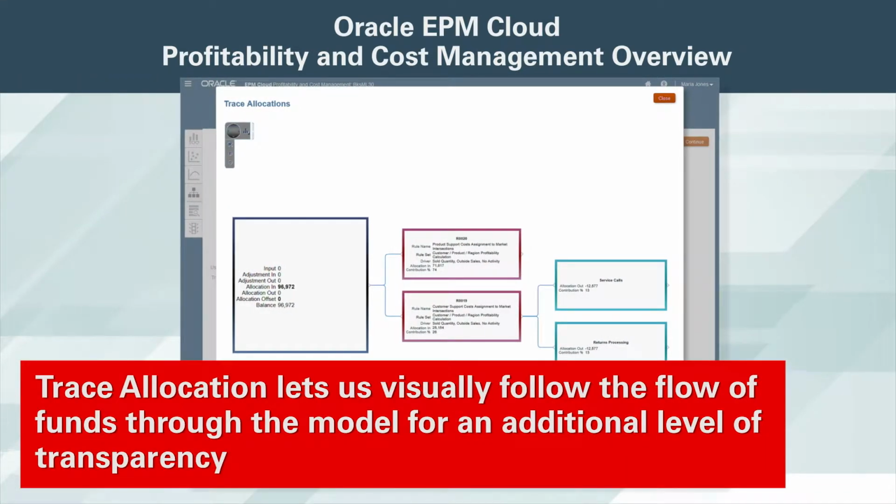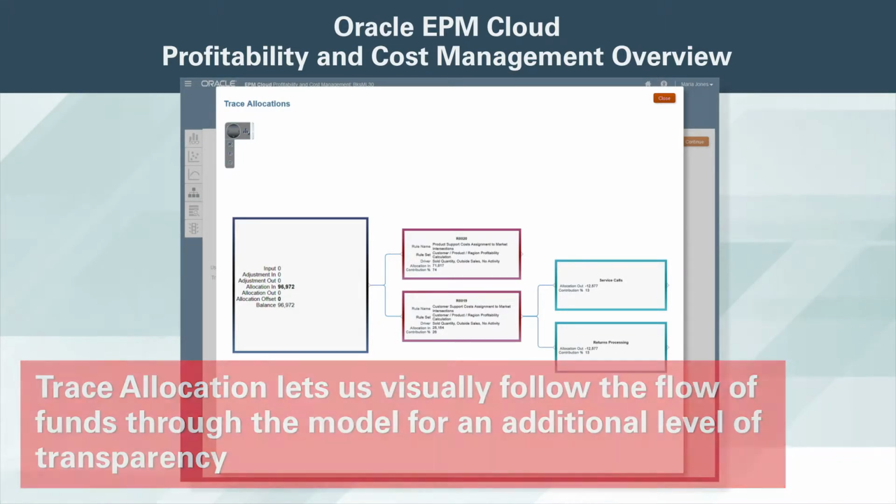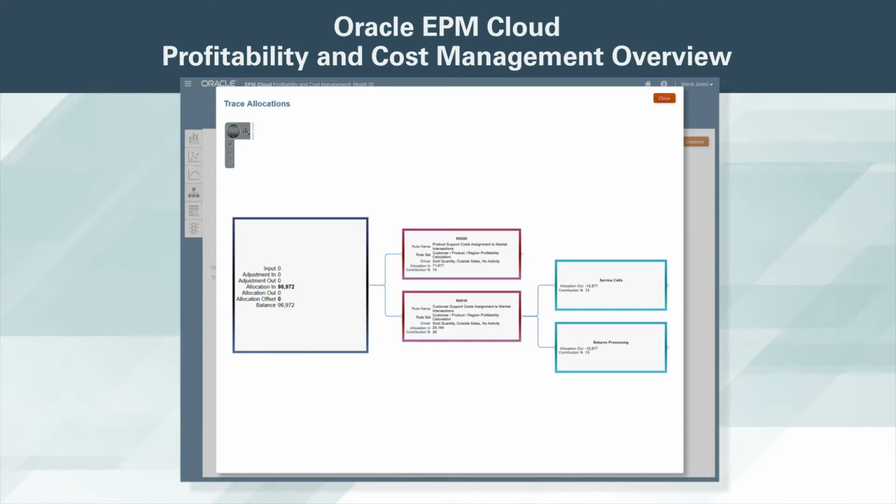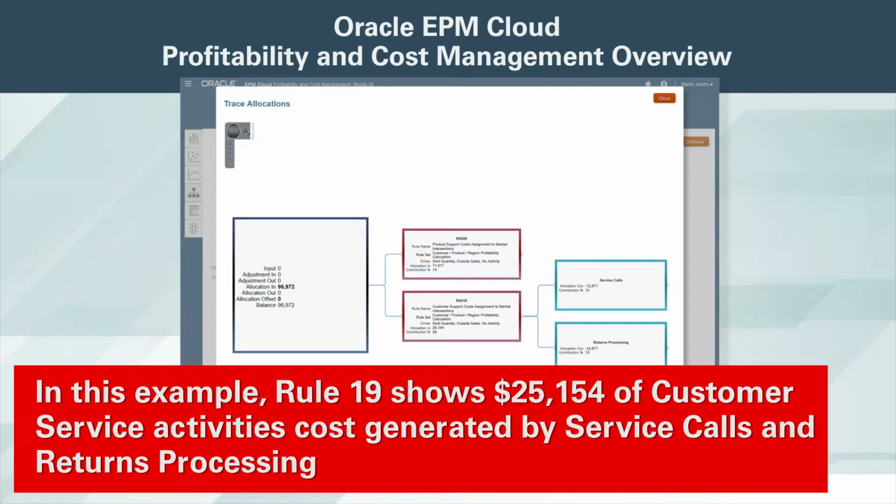Trace allocations lets us visually follow the flow of funds through the model for an additional level of transparency. Our model view isolates the total overtime costs allocated to Qmart. Here we see the activity charges and contribution percentage required to support each customer. In this example, Rule 19 shows $25,154 of customer service activities costs generated by service calls and returns processing.